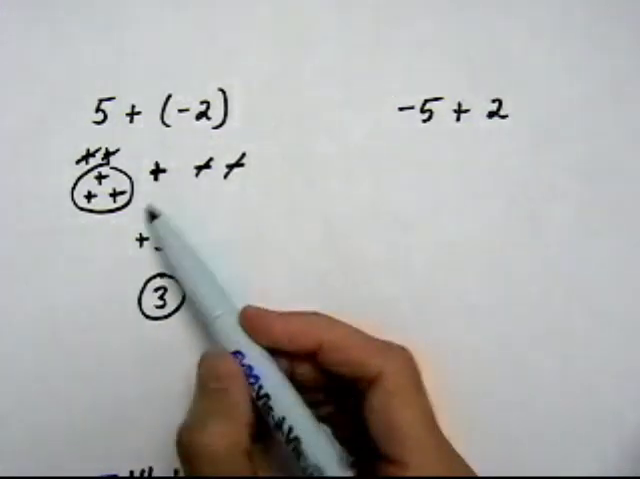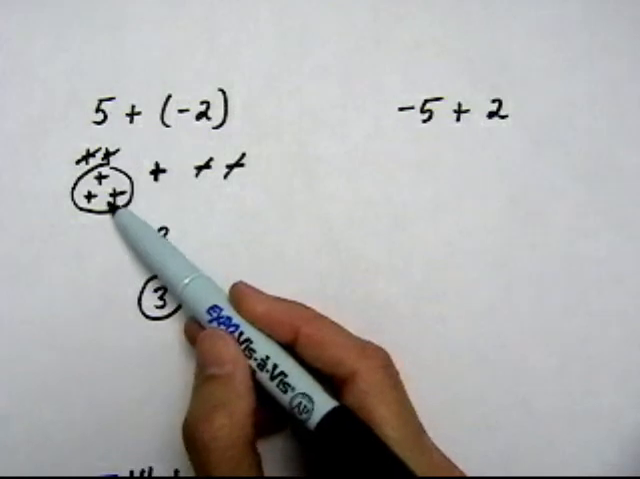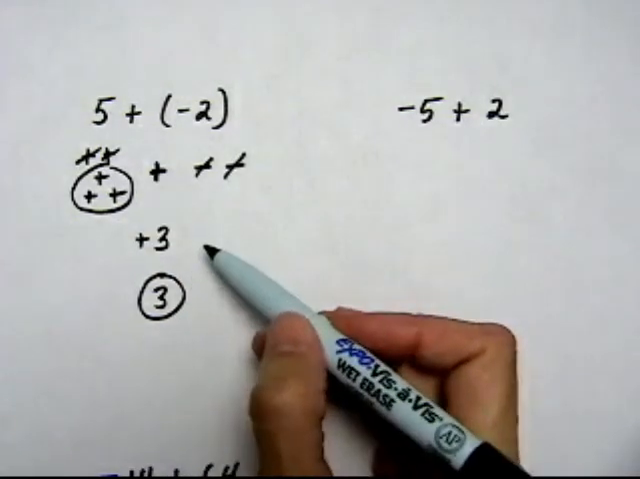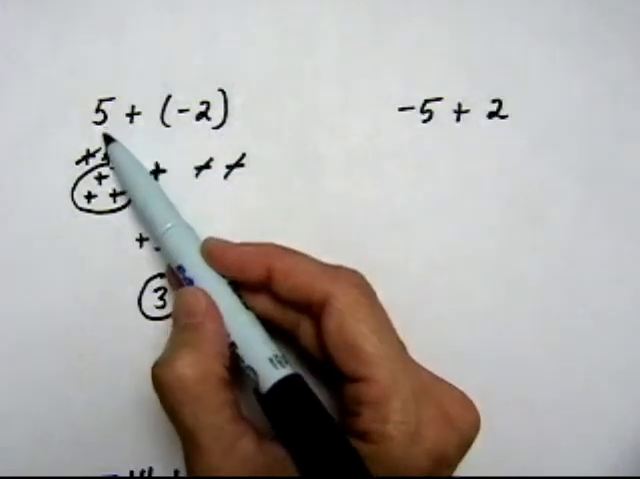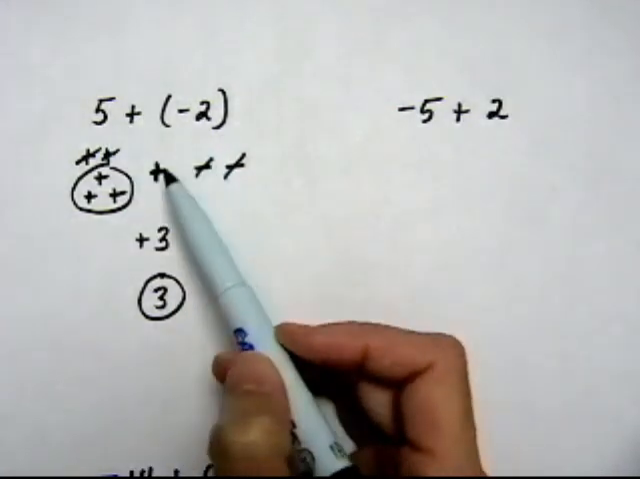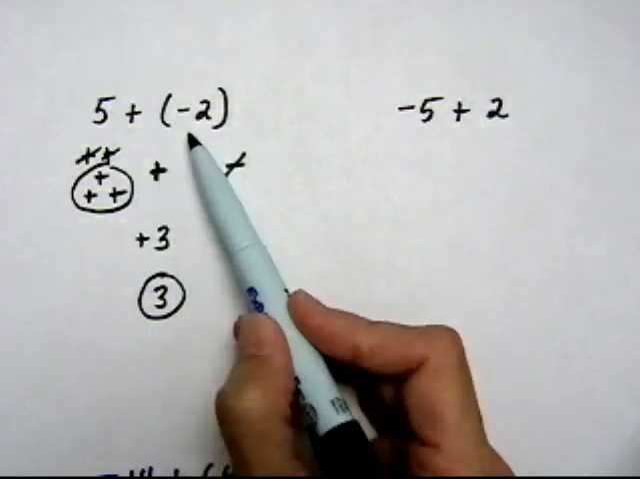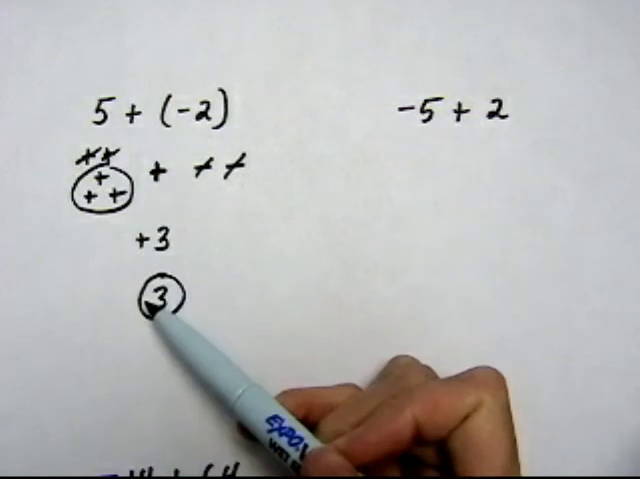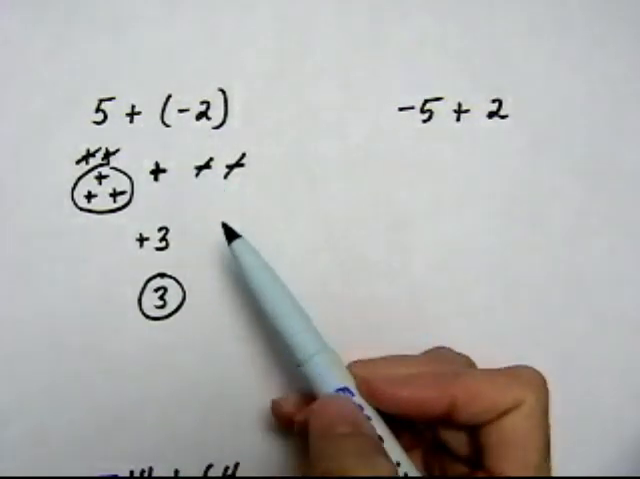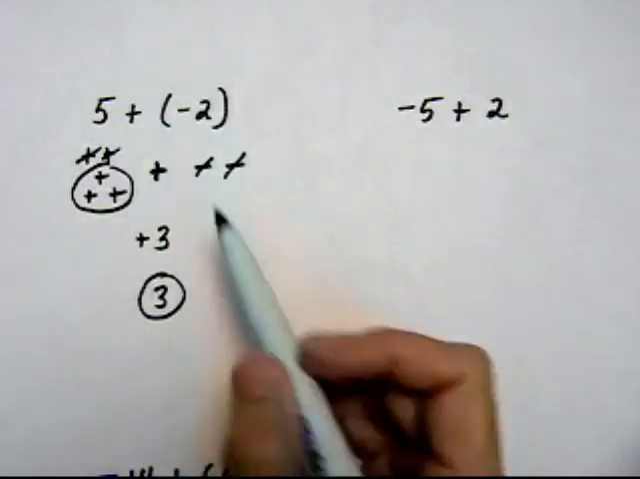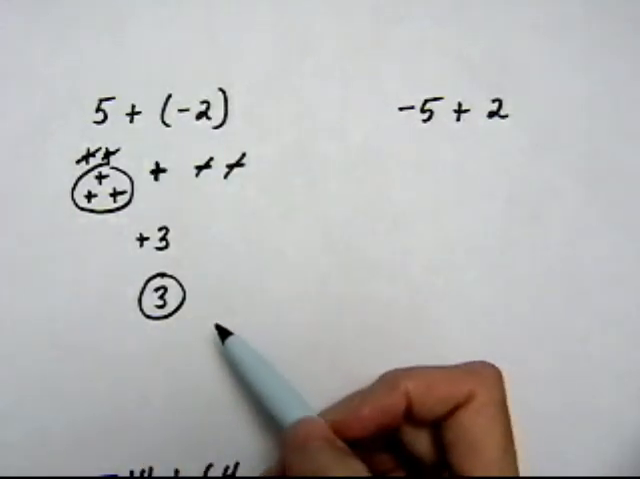So that's one way you can do these, is to just look at what's happening with positive and negative signs. We can also think of it as a rule. We can say when we're adding signed numbers with different signs, we're going to keep the sign of the larger absolute value number. So in this case we have more positives because we have 5 positives, so we'll keep that sign. And then we're going to take the difference of the absolute values of the numbers. So 5 minus 2 gives us a 3.